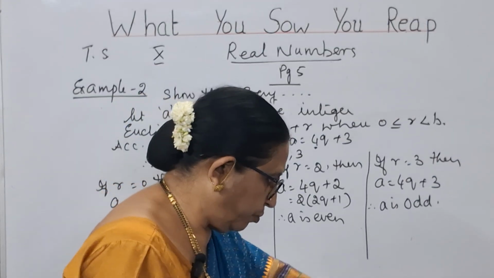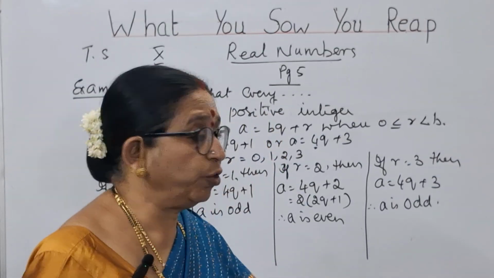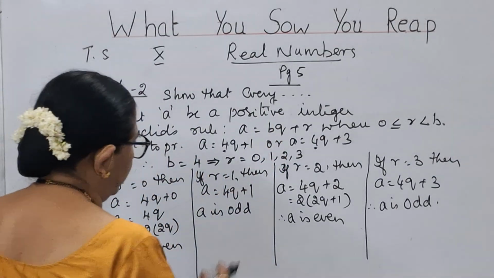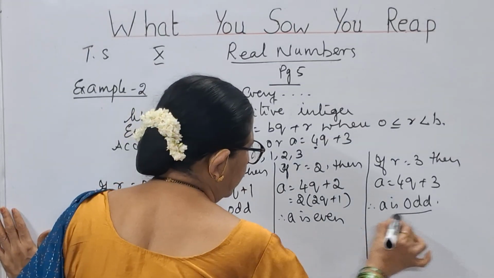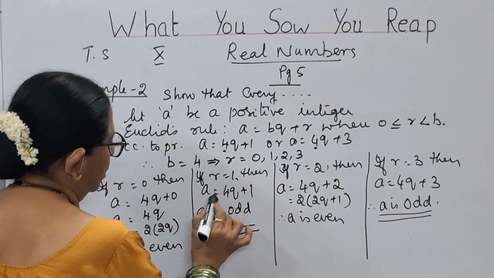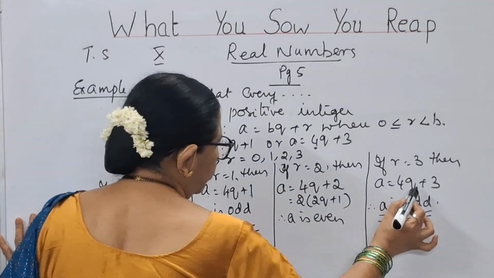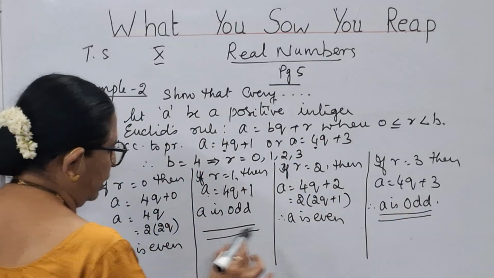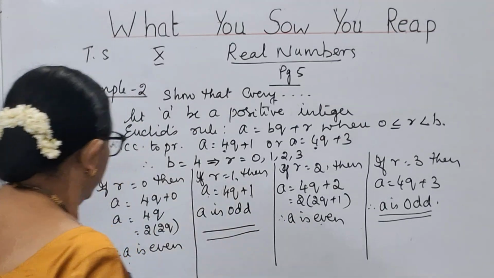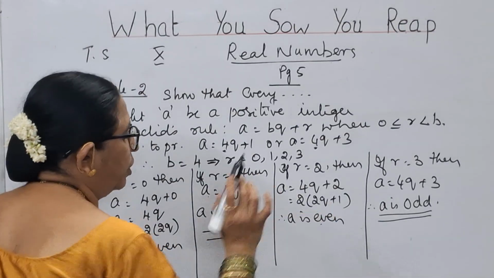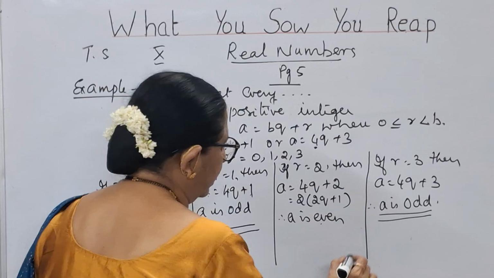So, in this case, the problem is asking you to prove that every positive odd integer is in the form of 4q plus 1 or 4q plus 3. Say, children, where have I written odd? I have written odd here, I have written odd here. Where? 4q plus 1, 4q plus 3. In the remaining cases, I have got a as even. Why? Because I could write them as a multiple of 2.